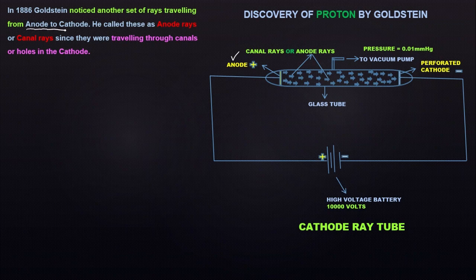This time it is reverse. From anode to cathode. Okay, from positive plate to negative plate. He called these anode rays because they seem to be originating from the anode. Or he also called them canal rays.